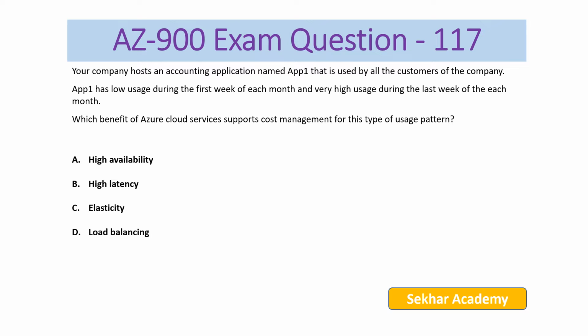The options we have: A. high availability, B. high latency, C. elasticity, and D. load balancing. The right answer is C, elasticity. This is the best service, so elasticity will be more beneficial under Azure cloud services when we have this scenario.